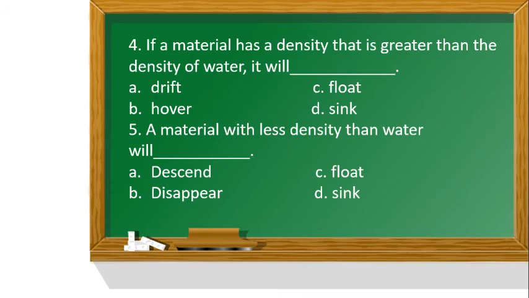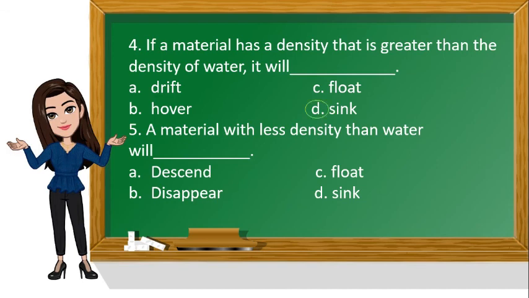Next question. If a material has a density that is greater than the density of water, it will blank. Letter A, drift. Letter B, hover. Letter C, float. And letter D, sink. What's your answer? The correct answer is letter D.